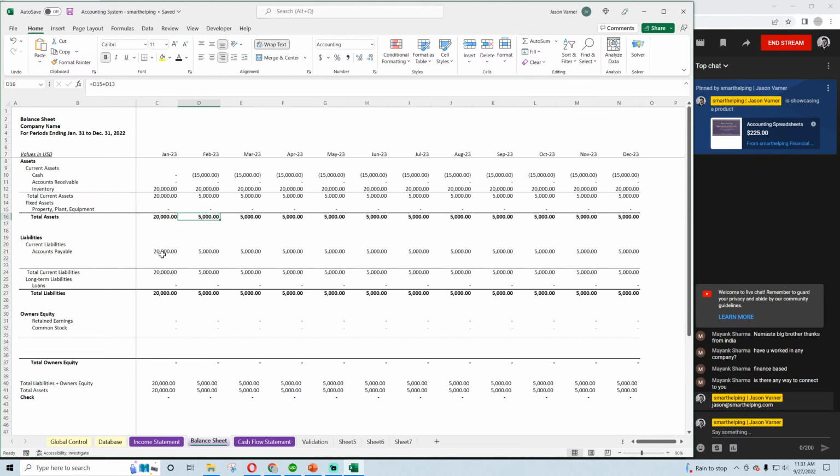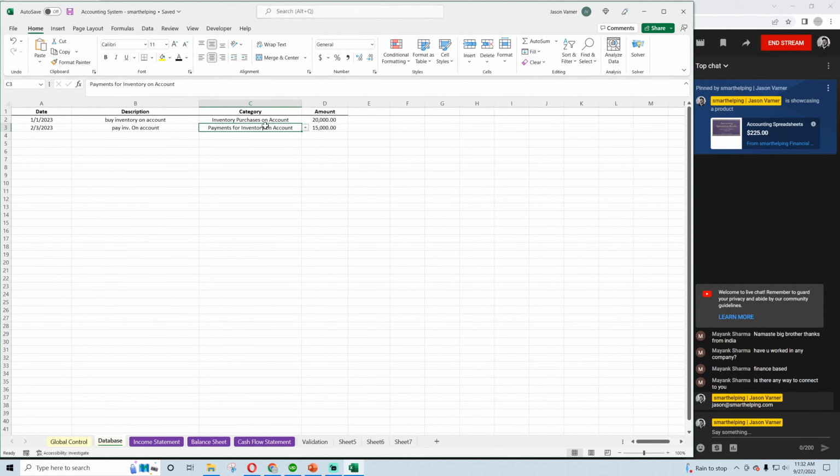Total assets. Now here's our payables. Look at this. We owe 20,000 for the inventory on account. We paid 15,000 in February. Now we only owe 5. And then it doesn't affect retained earnings or anything else. Okay, so that is great. That works.